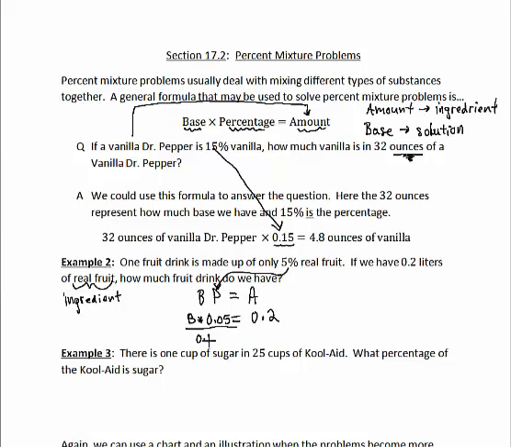To get the base by itself, we divide both sides by 0.05. And 0.05 cancels on the left, and so on the left side of the equal sign we have B by itself, and 0.2 divided by 0.05 gives us 4. Percentage is a unitless number, and so the base is simply going to inherit the units of the amount, which was liters. So we could write 4 liters.